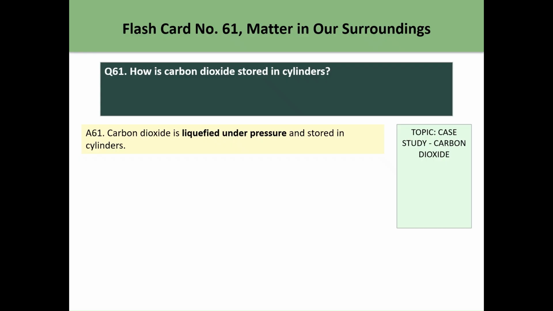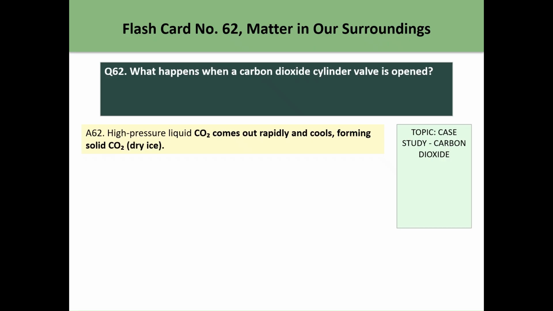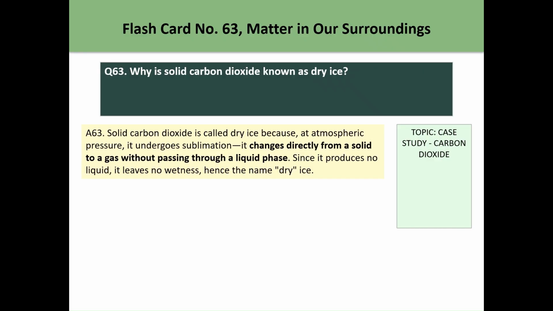Let's see what happens when this pressure is suddenly released. What happens when the carbon dioxide cylinder valve is opened? High pressure liquid carbon dioxide comes out rapidly and cools, forming solid carbon dioxide. This special behavior gives solid carbon dioxide its name. Why is solid carbon dioxide known as dry ice? Solid carbon dioxide is called dry ice because at atmospheric pressure it undergoes sublimation. It changes directly from solid to a gas without passing through a liquid phase. Since it produces no liquid, it leaves no wetness and hence the name dry ice. Solid to gas directly is called sublimation.